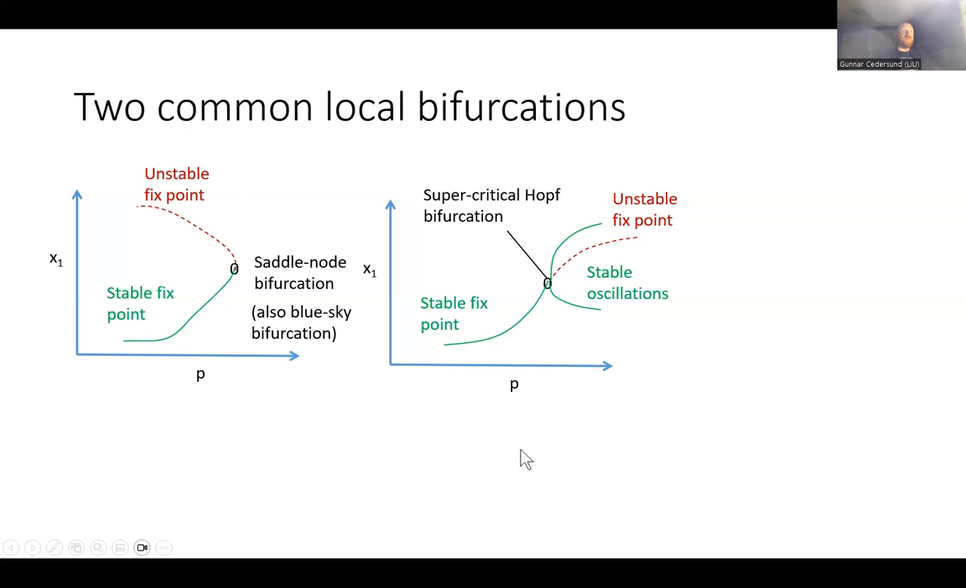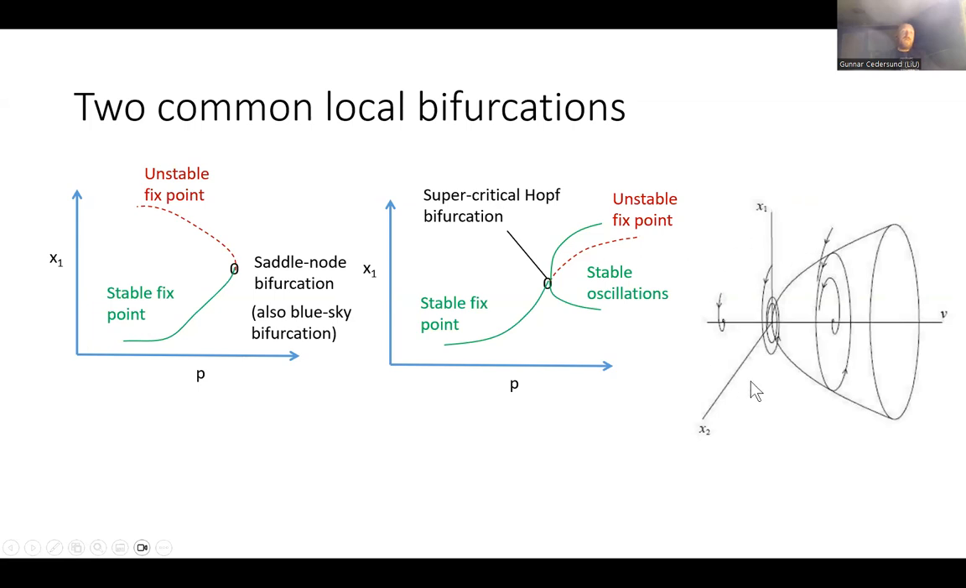From a distance, if you look far away and you don't zoom in here, you just see, oh, this looks stable. It's sort of oscillating, but it goes to a fixed point. And here it looks like it's still going to a fixed point, because the amplitude is very, very small in the beginning. So you can't really see that anything has happened from a distance. That's a supercritical Hopf bifurcation. There is also a subcritical Hopf bifurcation, and then you jump immediately to much larger oscillations. It's a different type of bifurcation.